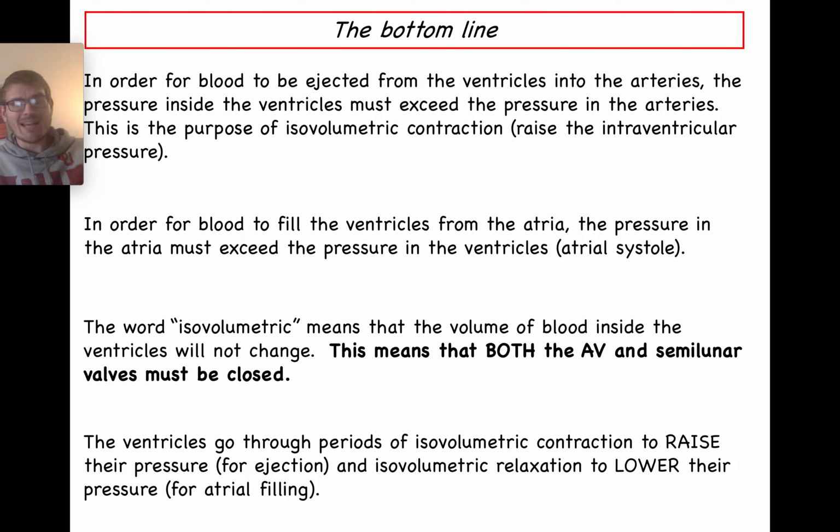So the bottom line here is that the ventricles will go through periods of isovolumetric contraction in order to raise their pressure for ejection, and isovolumetric relaxation to lower their pressure for filling back up. If you understand that much right away, then you're probably in pretty good shape.